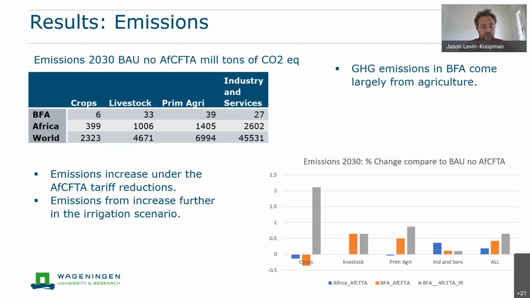The irrigation expansion scenario then increases crop production, particularly, as I mentioned before, rice. And rice is a large emitter of methane. So this increase in rice production also increases the greenhouse gas emissions significantly.